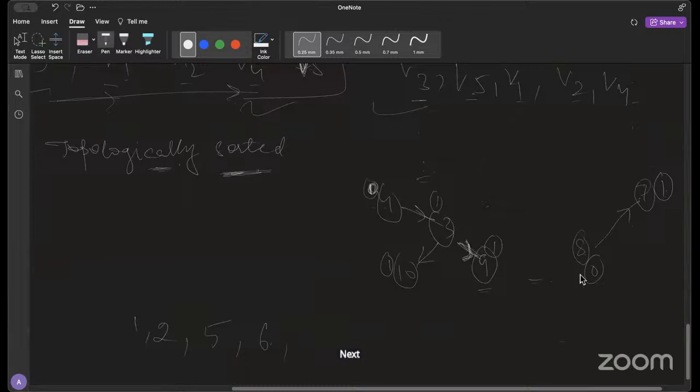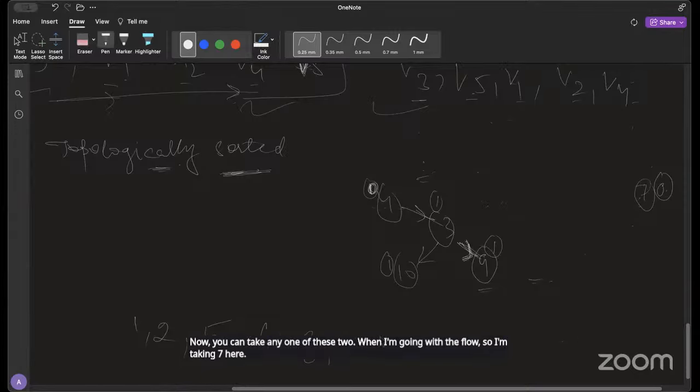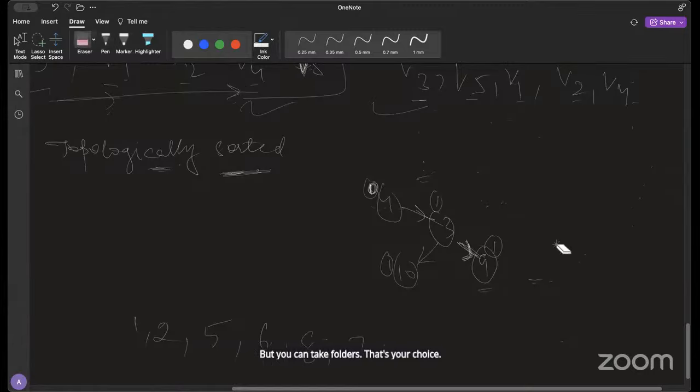Next up, you can take 8. This thing will become 0 then. Now you can take any one of these two. Then I'm going with the flow, so I'm taking 7 here, but you can take 4 too. That's your choice. And this is also done. And then now that 0 in degree is only for 4, so 4 next. Then you remove 4 and this. So 3 then. And then next you can take 10, 9 or 9, 10, anyone.